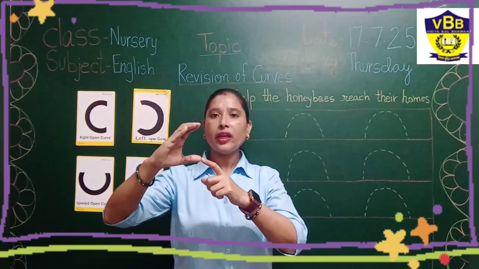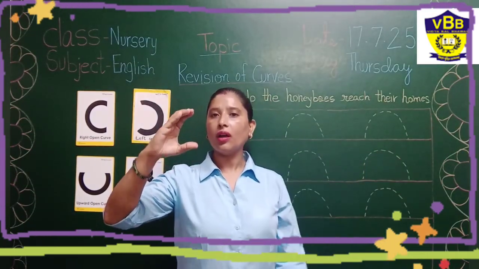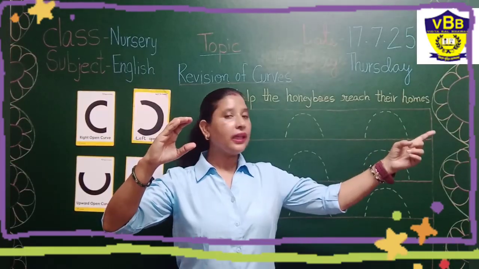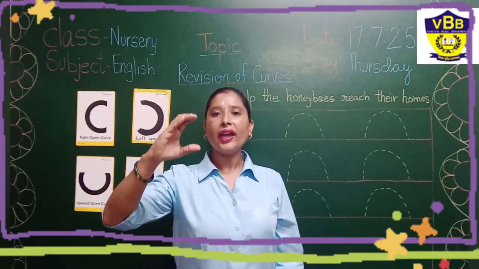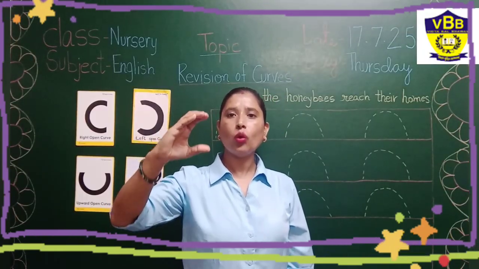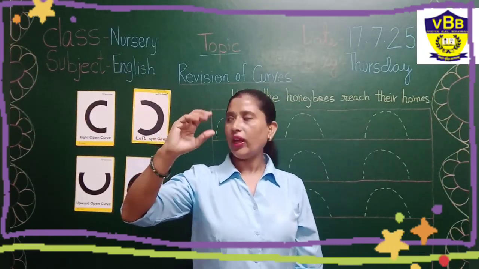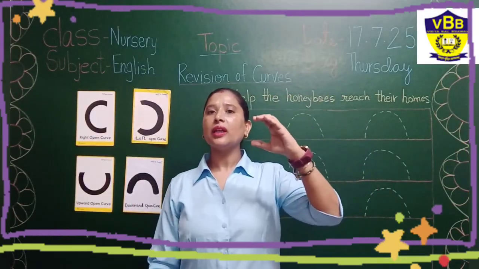Because the mouth is open on the right direction. The curve is open on the right side. That's why we called it right open curve. So repeat after me. Right open curve. Very good. Let's move. This is left open curve.